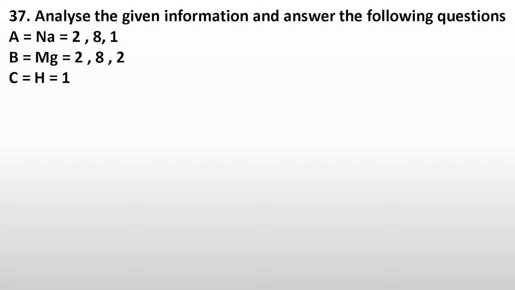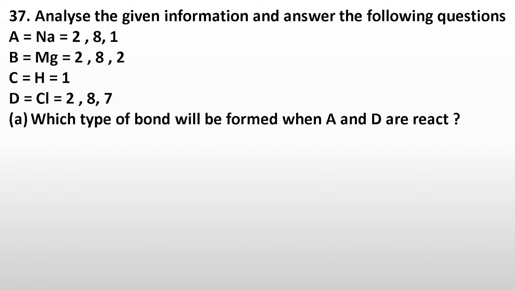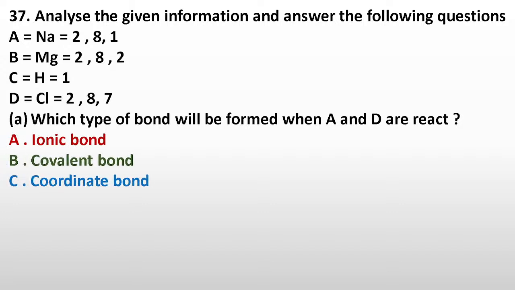Coming to the next question, number 37. Analyze the given information and answer the following questions. A is equal to Na, that is equal to 281. B is equal to Mg, that is equal to 282. C is equal to H is equal to 1. D is equal to Cl is equal to 287. Which type of bond will be formed when A and D are reacted? A. Ionic bond. B. Covalent bond. C. Coordinate bond. D. None of these.